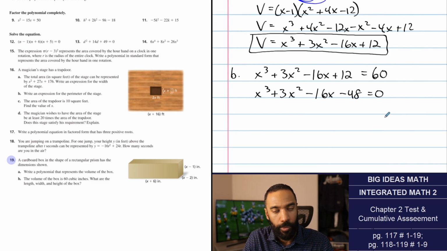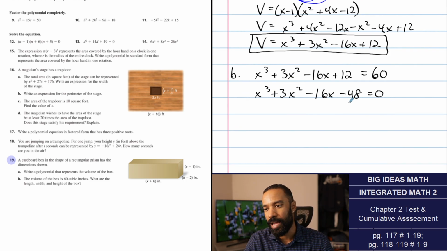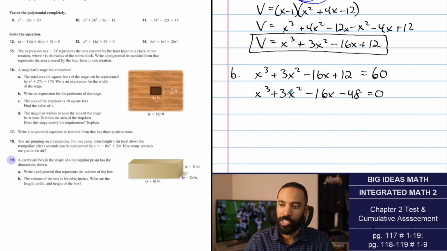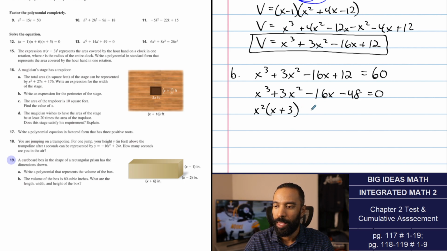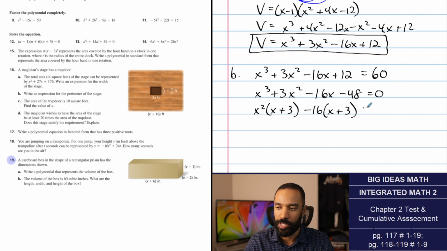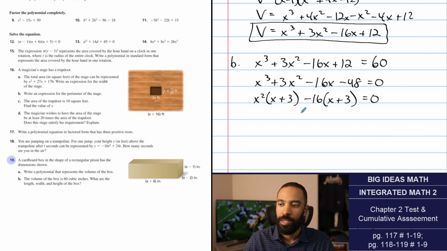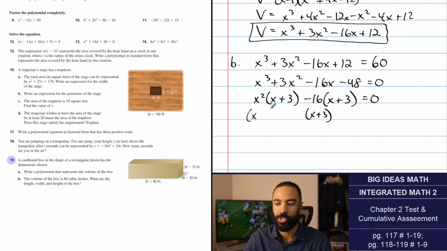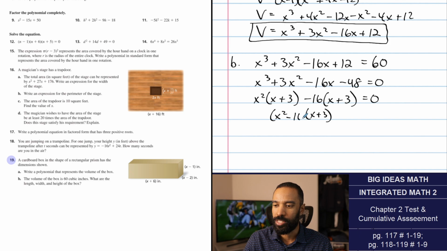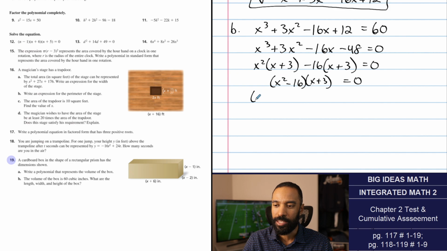This is a totally 2.8 kind of question as far as how big it got, in that we can factor by grouping. X cubed plus 3x squared can factor an x squared out, and you are left with x plus 3. Negative 16 can factor out of this bit here, and you are left with x plus 3 once again, which is kind of the goal. You need that, because as x plus 3 factors out, you'll now have x squared minus 16, which is a difference of two squares. That is x plus 4 times x minus 4, and then times the x plus 3 equals 0.